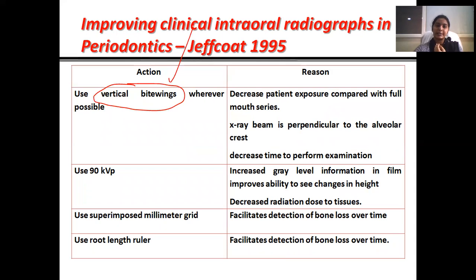So in order to improve the clinical radiographs in periodontics, we use vertical Bitewing films. I'll talk about this later. We will be using the 90 kVp films as there will be a decreased radiation dose to the tissues and also increased gray level information, that is, increased appreciation of the details. And in periodontics, in order to detect whether bone loss or bone formation is taking place, we will be using the millimeter grid and the root length ruler, which we'll be talking about later again.